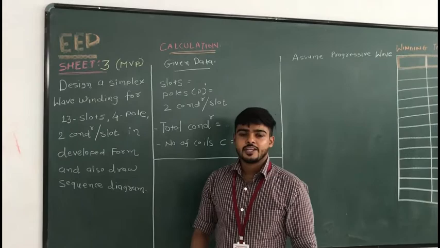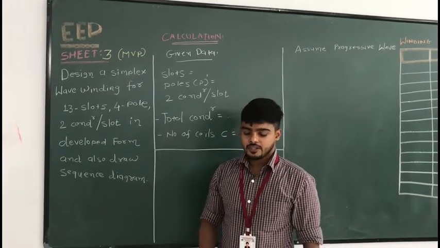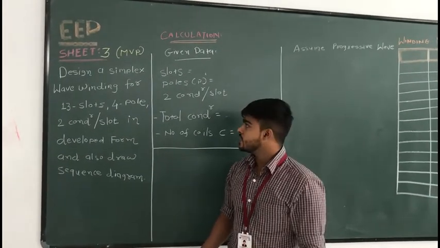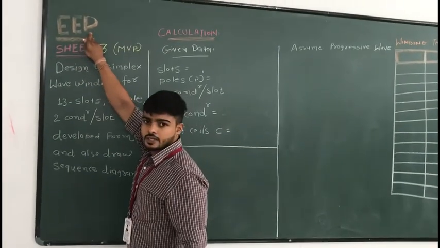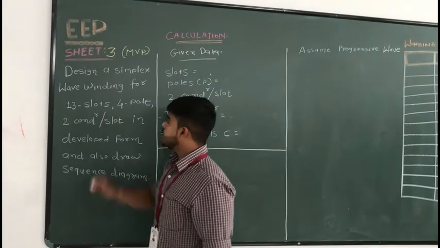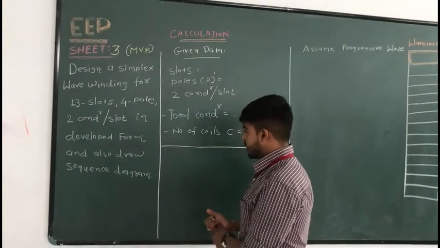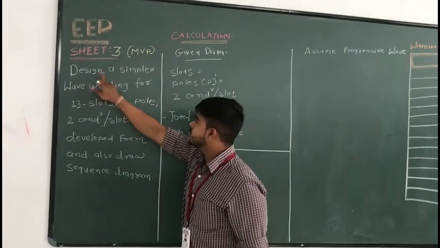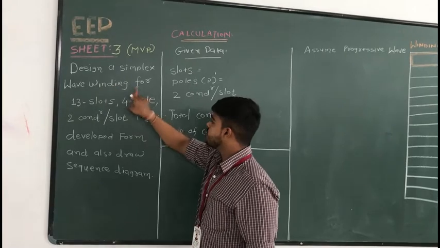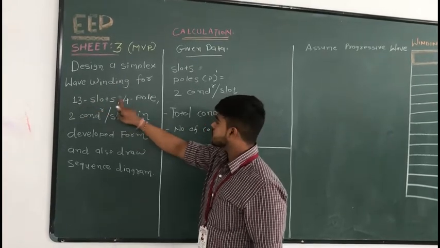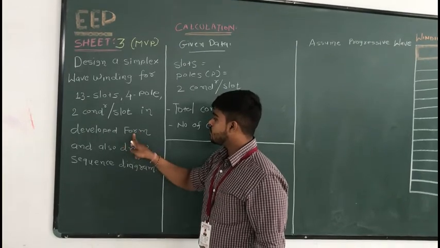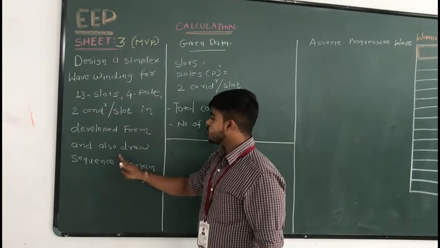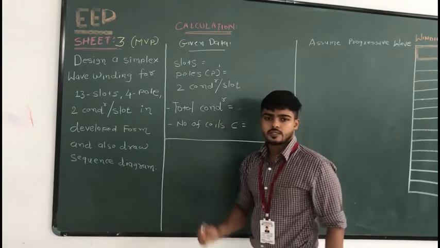My name is Milan Patel, MGITER Navsari. Today I will discuss sheet number 3 from the subject EED. The problem is to design a simplex wave winding for 13 slots, 4 pole, 2 conductors per slot in developed form, and also draw the sequence diagram.